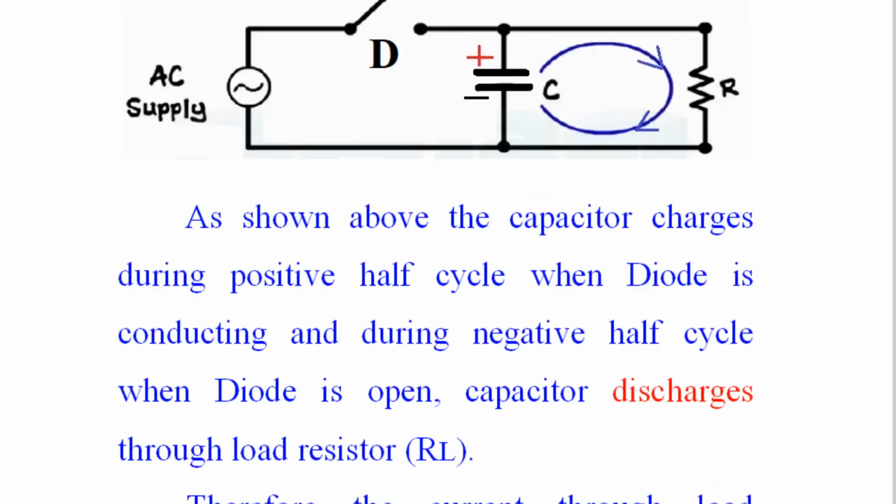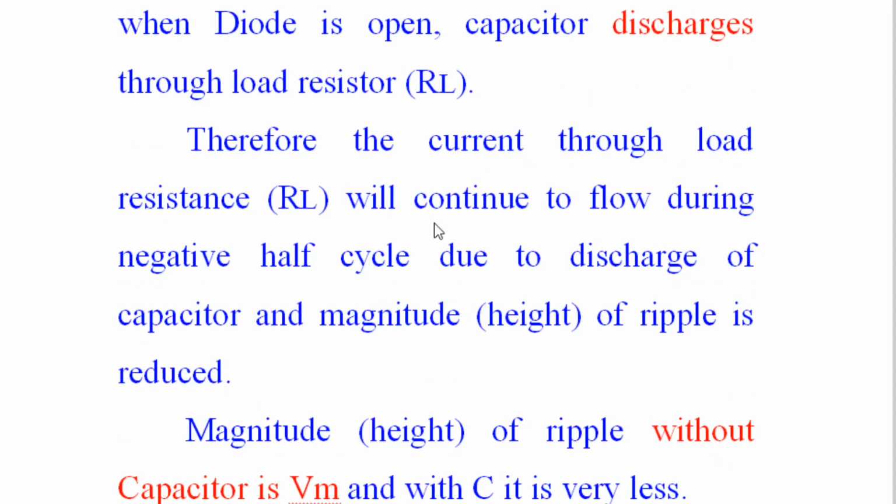So here, as shown above, the capacitor charges during the positive half cycle when the diode is conducting and behaving as a closed switch, and during the negative half cycle when the diode is an open switch, the capacitor discharges through the load resistor RL. Therefore, the current through the load resistor RL will continue to flow during the negative half cycle due to discharging of the capacitor, and the magnitude, that is the height of the ripple, is reduced.